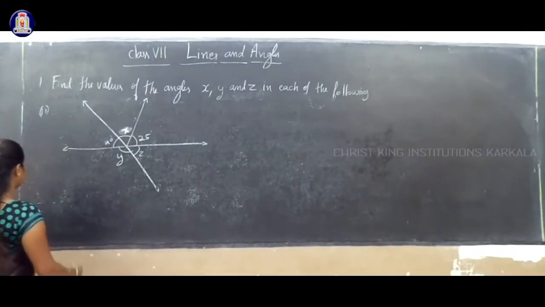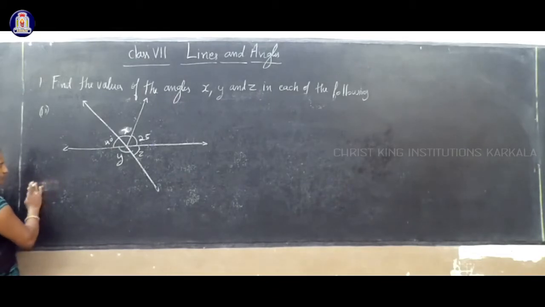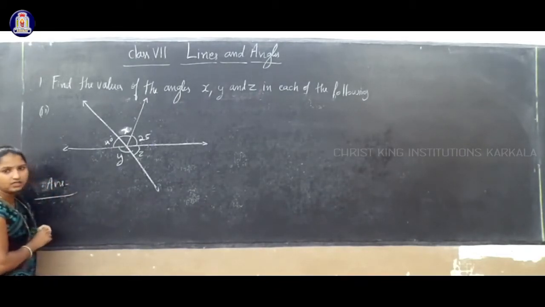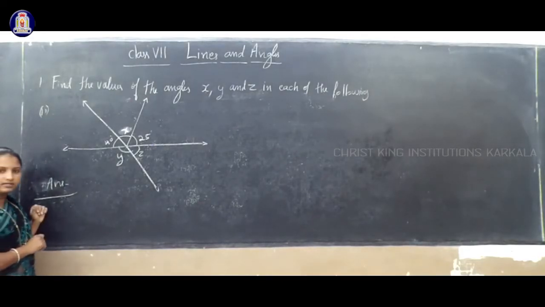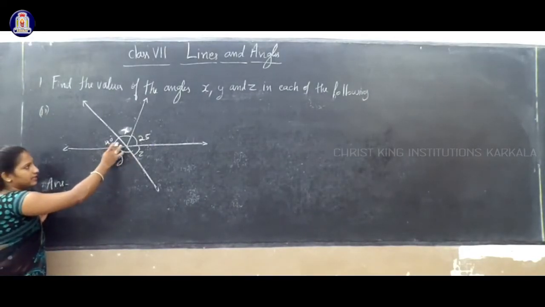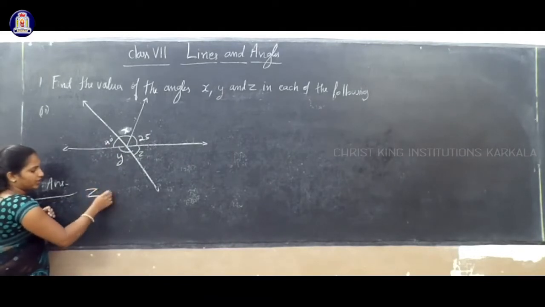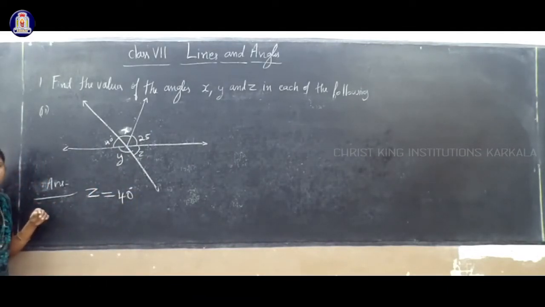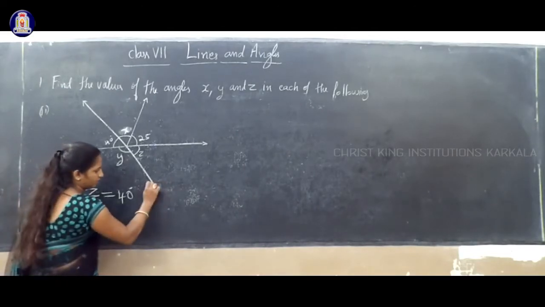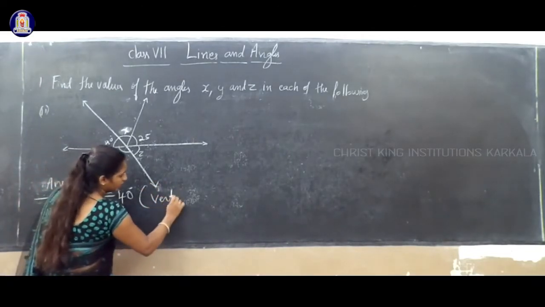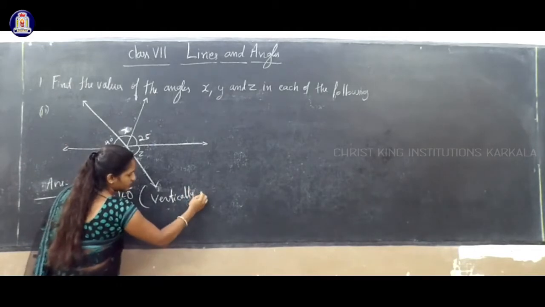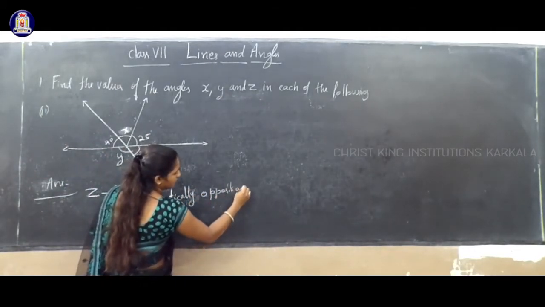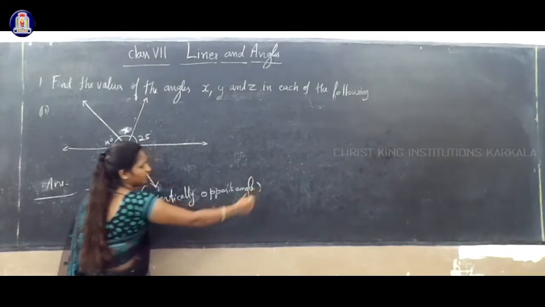Okay. So now the second one. In this one you have to find angle x, angle y and angle z. Now angle z, directly you can write the answer, angle z is equal to 40 degrees. Why is this 40 degrees? You must write the reason: because they are vertically opposite angles.